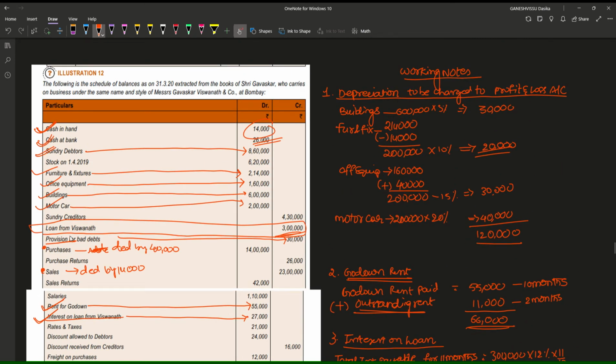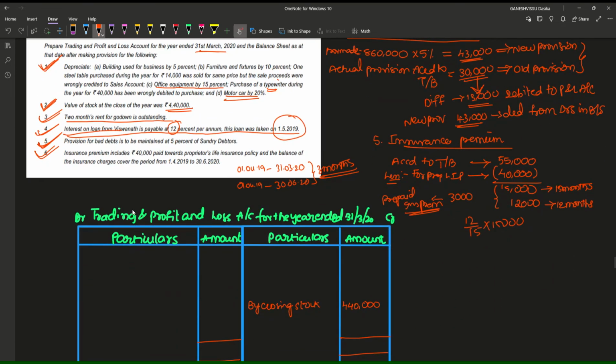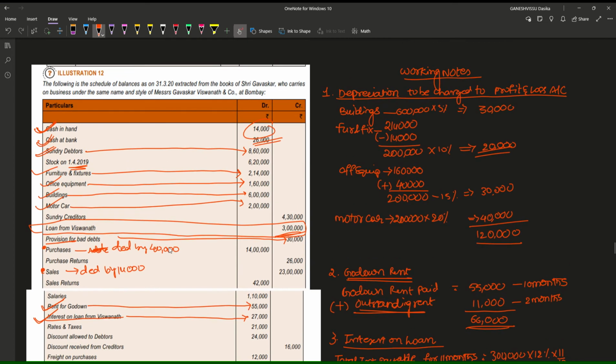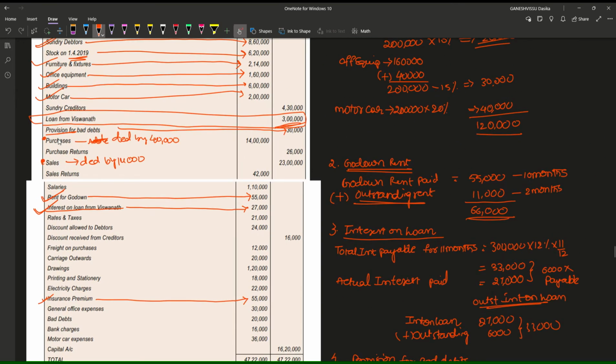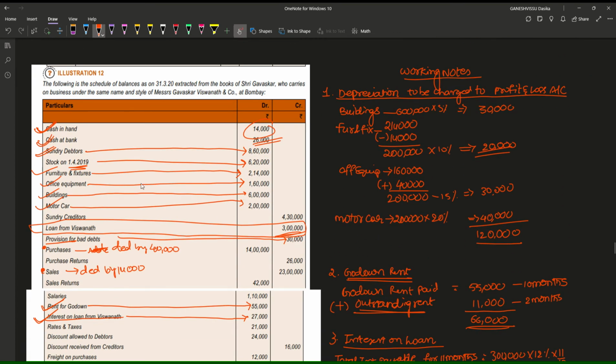Sundry debtors has already been completed, and stock as on 1/4/2018. This is the opening stock we can have, and to opening stock we can write it here. Opening stock value is what? 6,20,000. And now we have to write here to purchases. Purchases is what? Now we have completed the stock also.